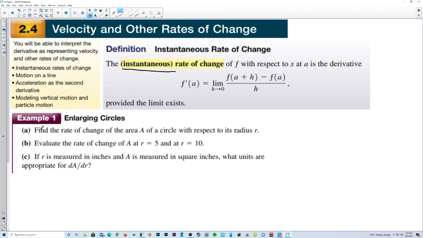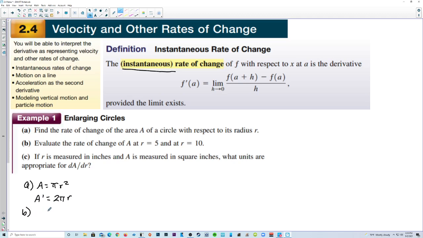Example 1, enlarging circles. A, find the rate of change of the area of a circle with respect to its radius r. So A is equal to pi r squared. And we're finding the rate of change, so we're going to take the derivative. A prime is equal to 2 pi r.